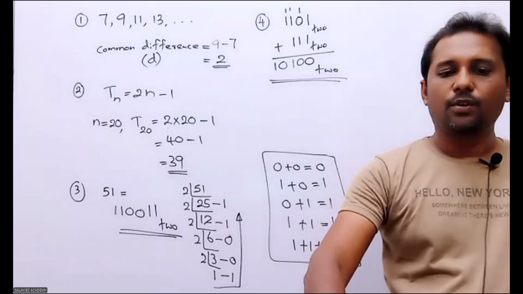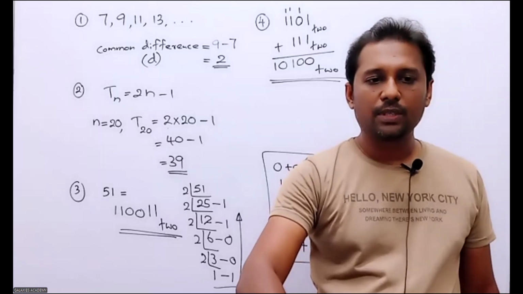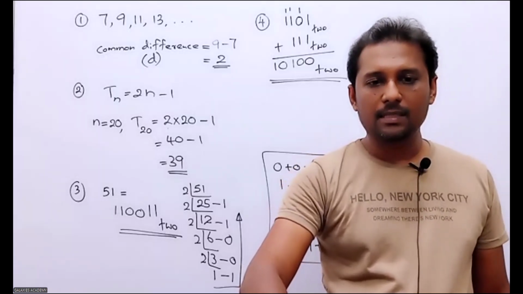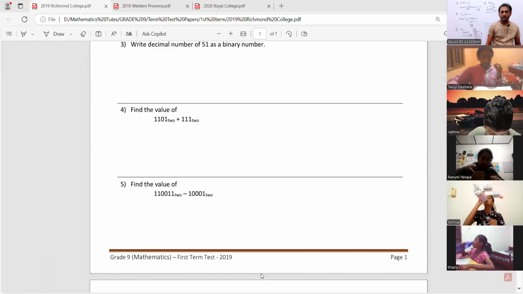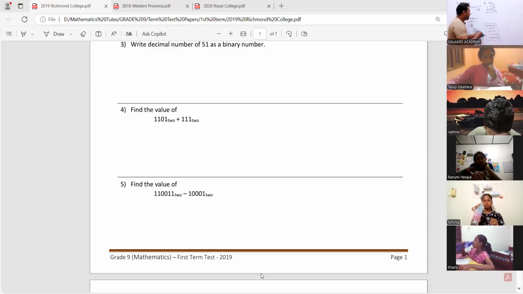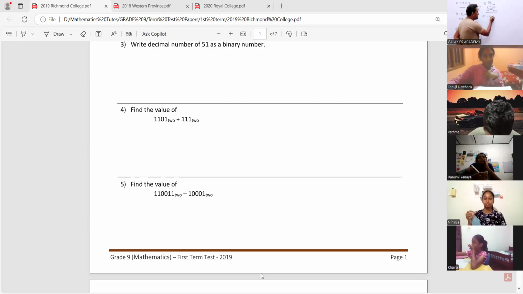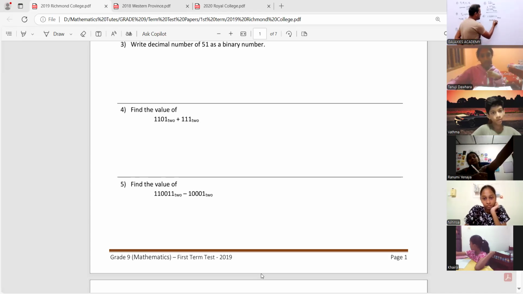Right, then let's go to the fifth question. The fifth question is also given from the binary number lesson, subtraction of binary numbers. What are the two binary numbers given? The first one given is 110011 base 2. Then another binary number is also given, 10001 base 2.